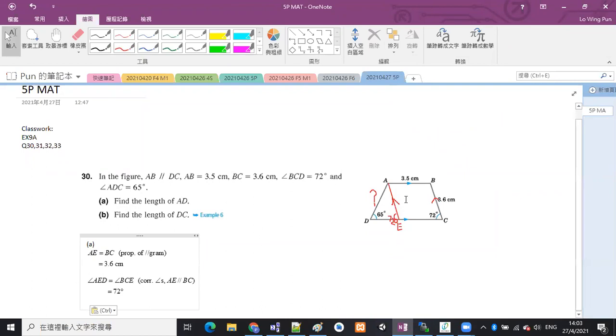Okay. And now we have this AE to be 3.6 cm, and this angle E is 72 degrees. So in triangle ADE, we have one pair of known corresponding angle and length. Okay, and then for the other pair, we have one of them given, and the other is what we want to find. So we can use sine formula to set up an equation to find the length of AD.